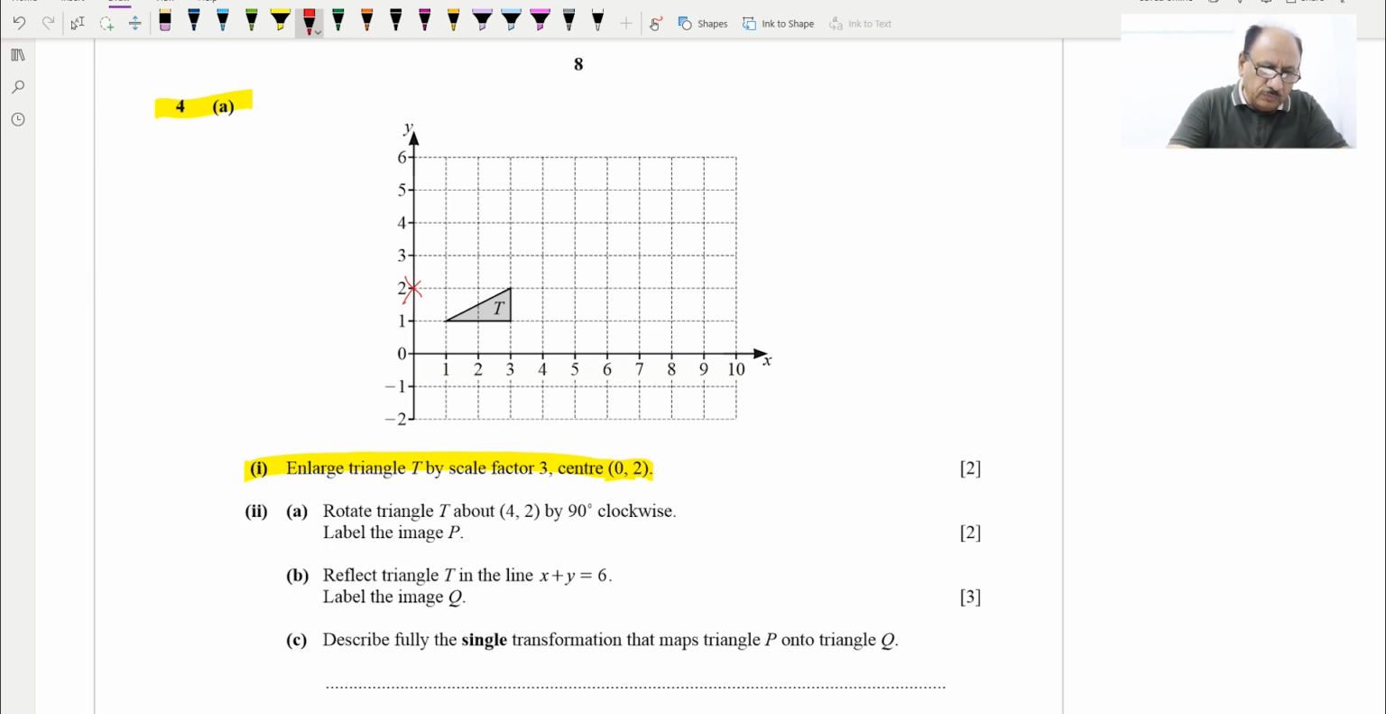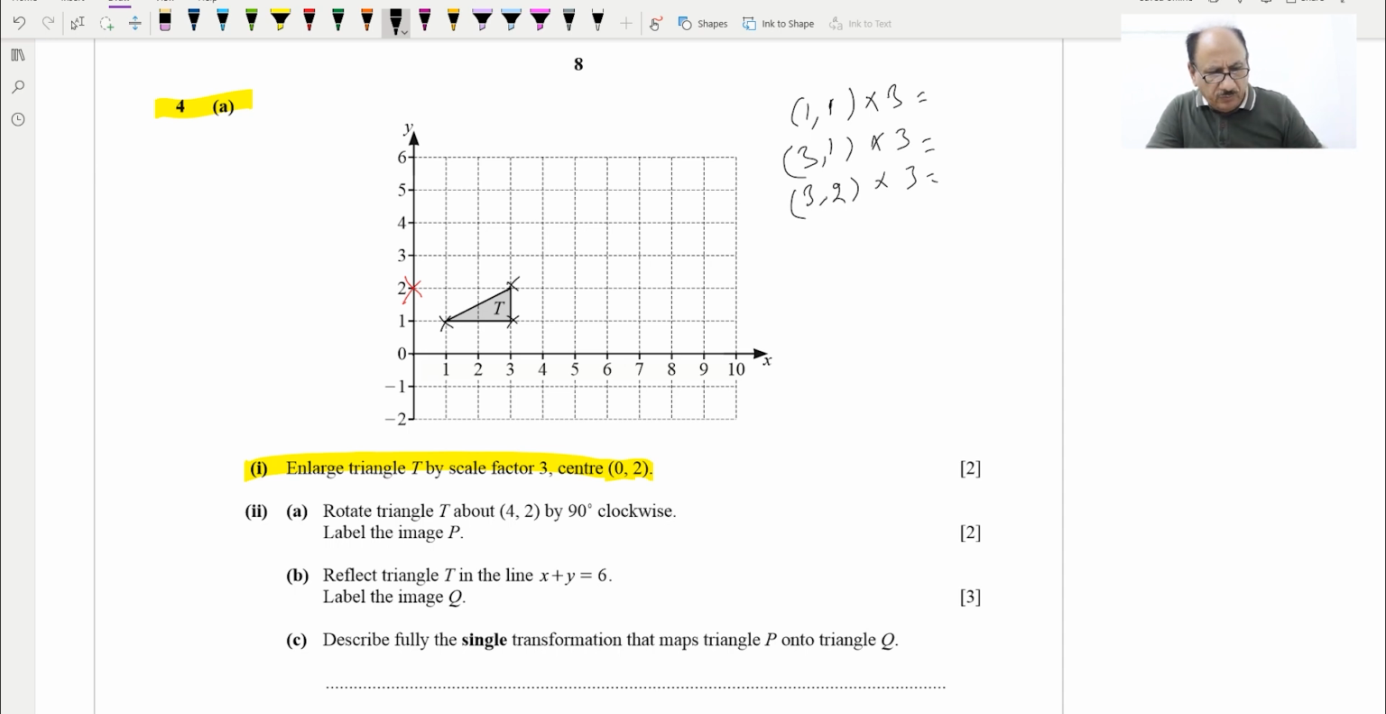3. We can take the coordinates also. The coordinates from the origin: this one will be (1, 1), the second point will be (3, 1), and the third point will be (3, 2), and then we need to multiply this by the scale factor, and the scale factor is 3, and we can basically enlarge this triangle.